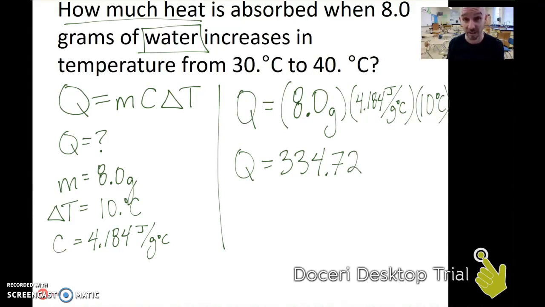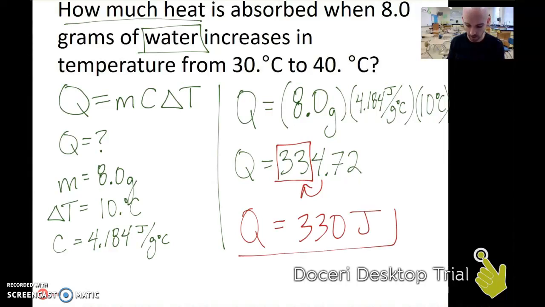But then I realize I just need the first 2 sig figs. All right, so the 4 tells the 3 to stay a 3, and I'll just round that to 330. And then I found energy, so it's going to be joules. Also, you'll notice in the problem that I solved, grams and grams canceled. Also, degrees Celsius canceled with degrees Celsius, so all we're left with is joules anyway.